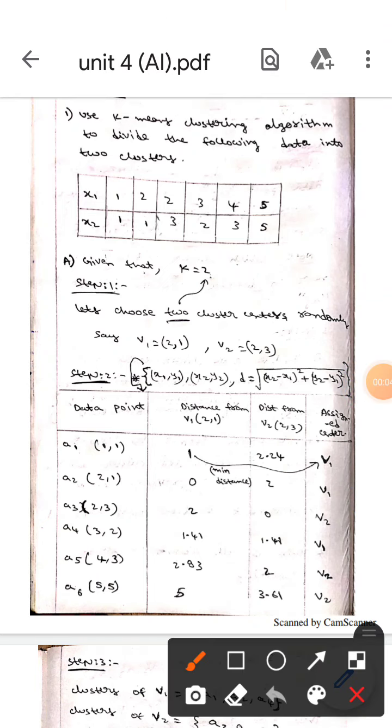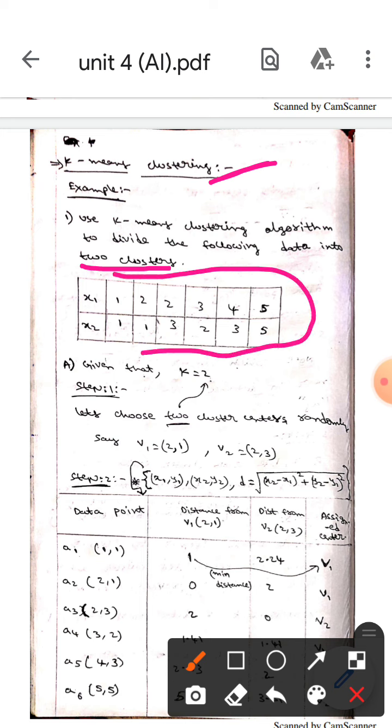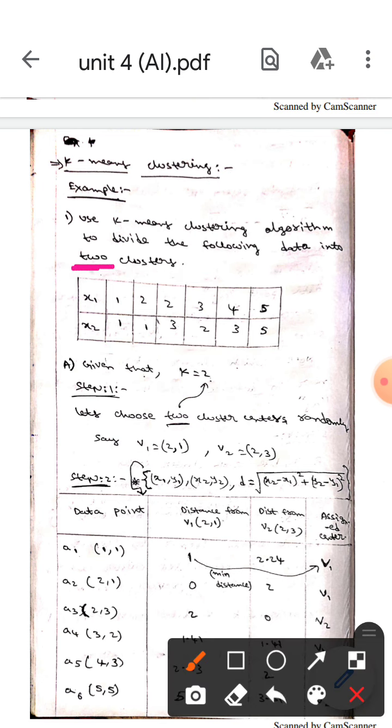Today we are here to discuss a K-means clustering example problem. The problem is: use the K-means clustering algorithm to divide the following data into two clusters. These are all the data points given. Here it is given that k is equal to 2.